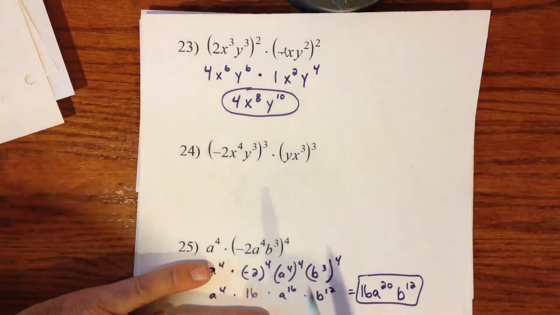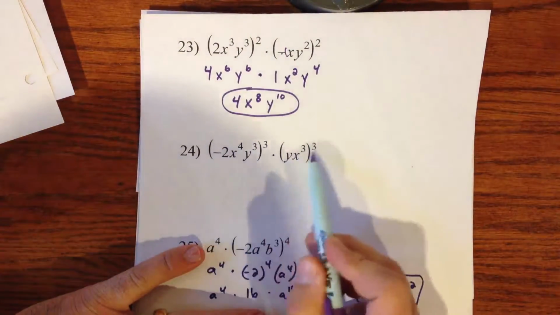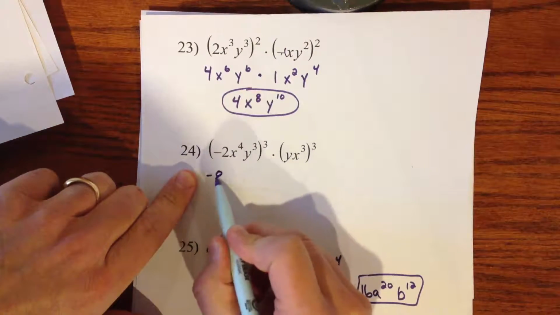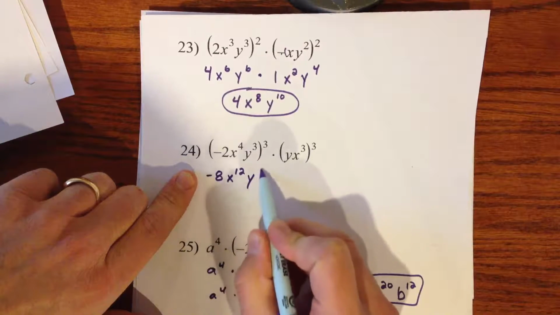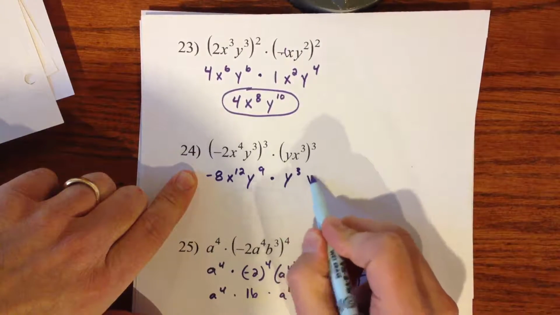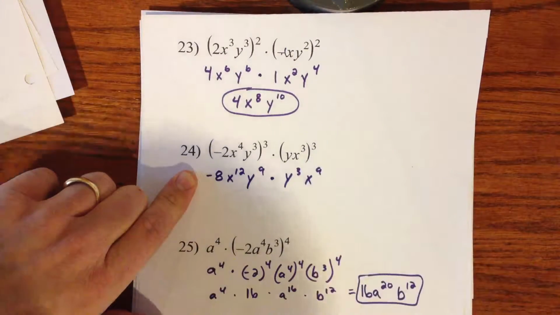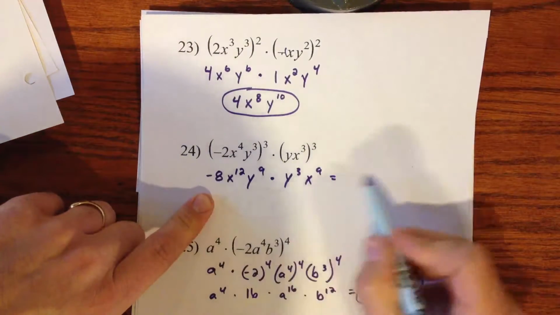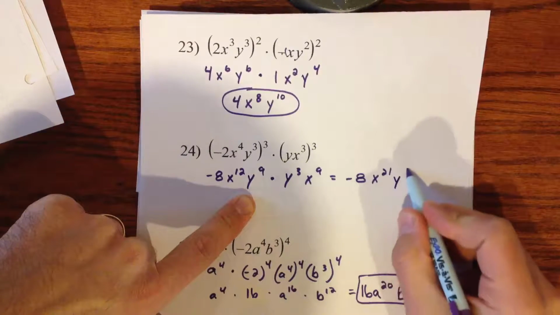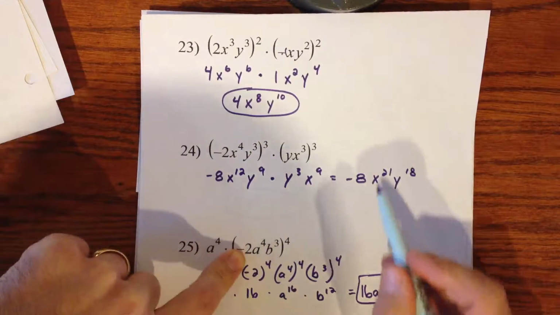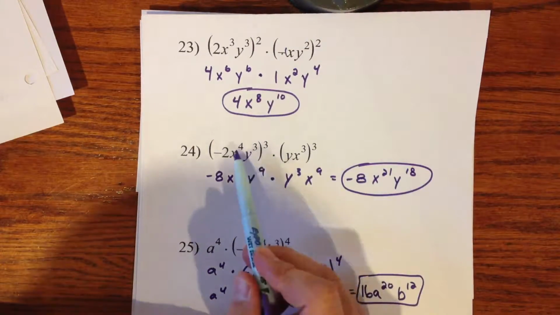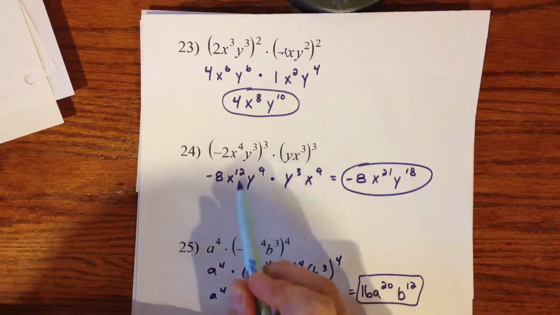Number 24. So now we put some things together. We got to take power to a power twice and then multiply them together in the end. So we have negative 8 x to the 12th y to the 9th, power to a power, times y to the 3rd x to the 9th. Negative 8, we got to collect the x's. We have 21 x's and 18 y's. So power to power, we were multiplying the exponents, and then when we go to multiply, we add the exponents.